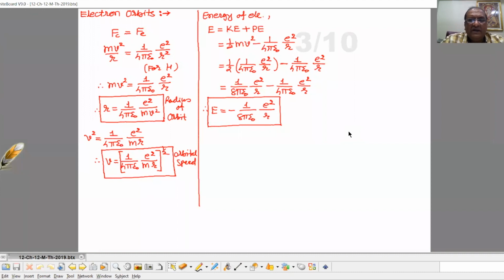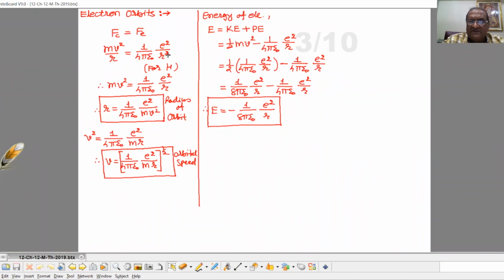between proton and electron. That particular Coulombian attractive force will provide the required centripetal force mv square by r, where m is the mass of the electron, v is its orbital speed, and r is the radius of the orbit. If we consider any other atom, suppose we take helium, then here we have to use 2e, like that.